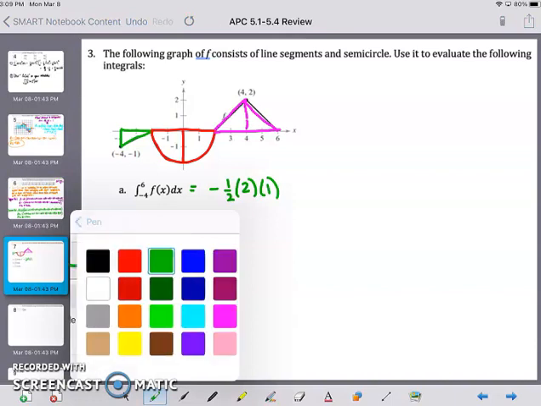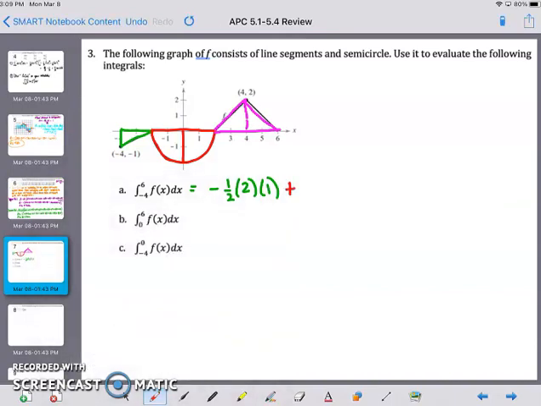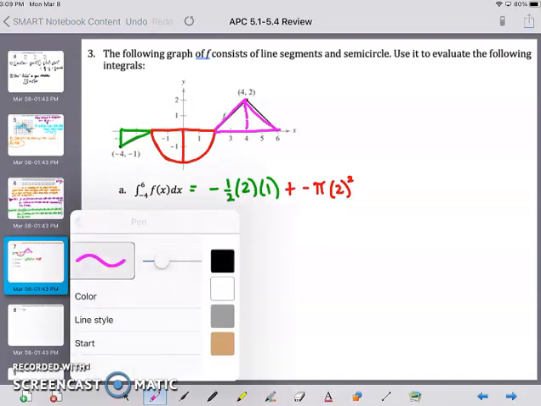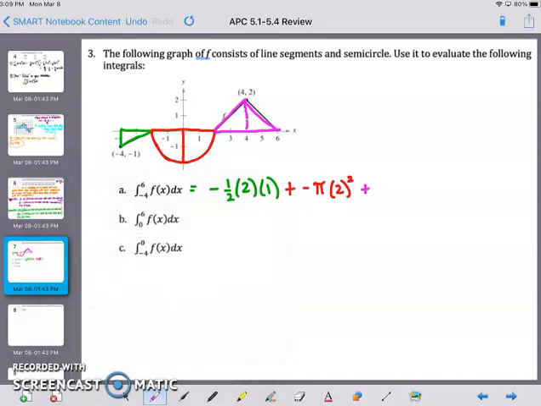And then I have the area of that semicircle, or half of a circle. Well, the area of a circle would be pi r squared, but I only have half of a circle here. And again, it's going to be negative because it's below the x-axis, so negative pi. My radius in this case is 2, so negative pi times 2 squared. And then finally, I have the purple triangle here, which is going to be a positive area because it exists above the x-axis. And that triangle has an area of 1/2 times the base, which is 4 units, times the height, and the height is 2 units.